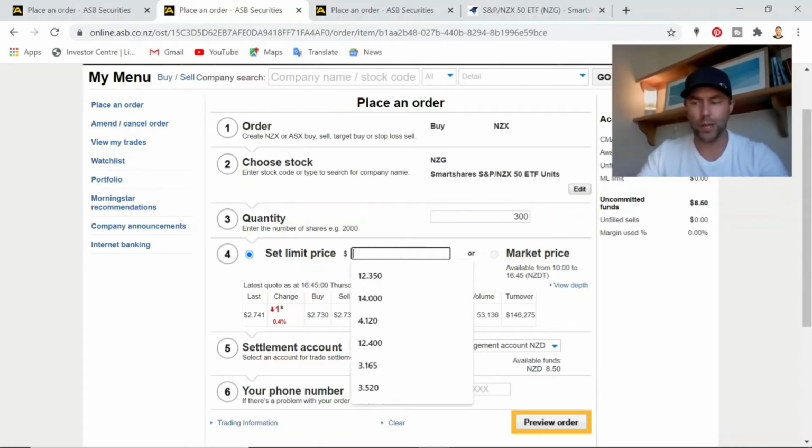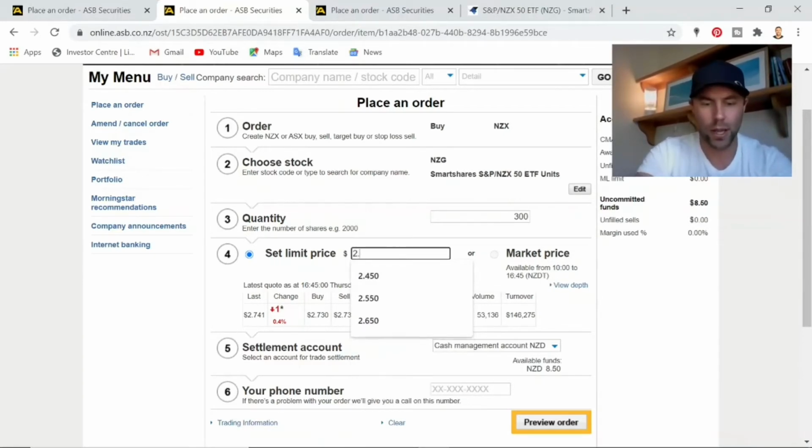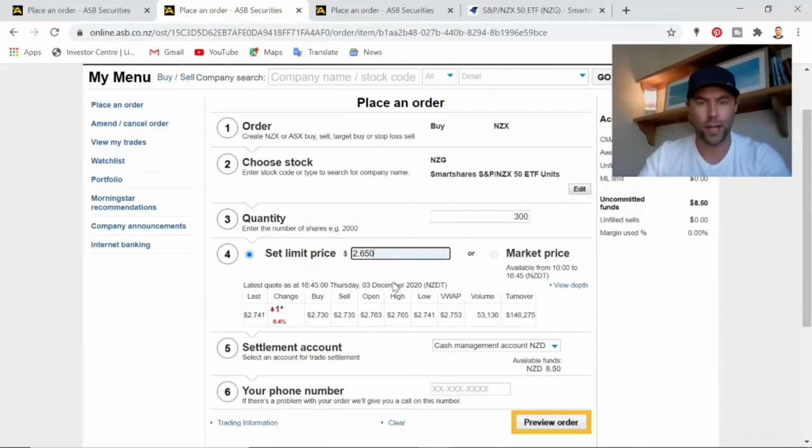Today we're just going to be putting a set price at $2.65 there, okay? So what I'm saying here, I'm going to be setting a limit price. So when it gets to $2.65, boom, I will be buying 300 ETF units of NZG at $2.65. Or like I said earlier, if you just want to go for market price, whatever that may be. Obviously, this fluctuates. As you can see today, it's down 1 cent, coming down, so 0.4%.